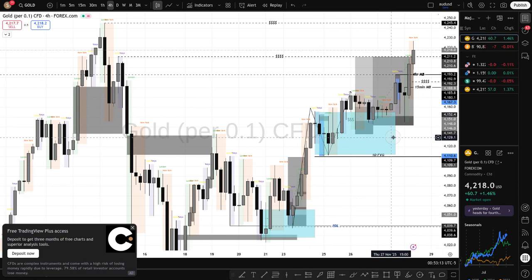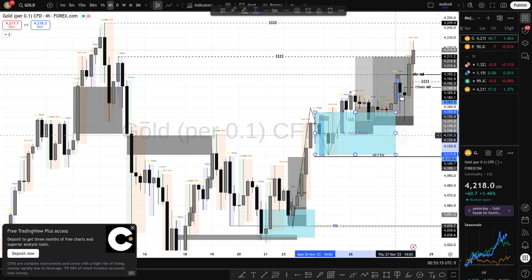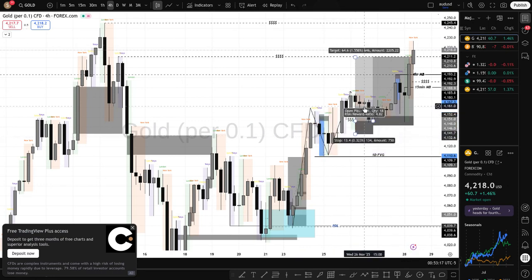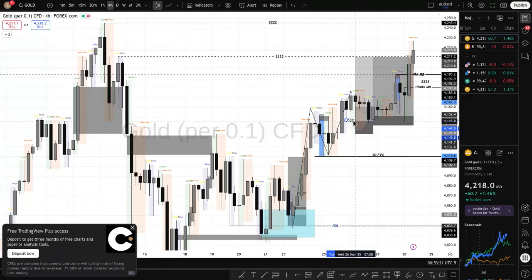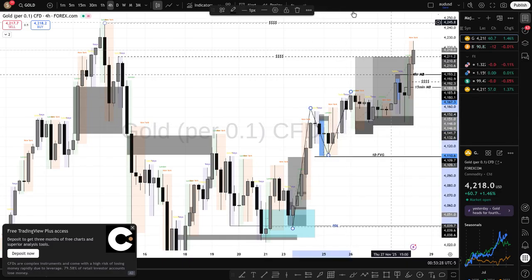Thankfully, price left a 4-hour fair value gap right here, and this is where I placed my entry from. Let me delete this so you can see clearly. On this 4-hour fair value gap was where I took my entry from, this fair value gap.